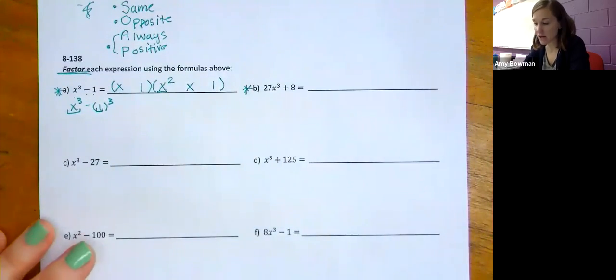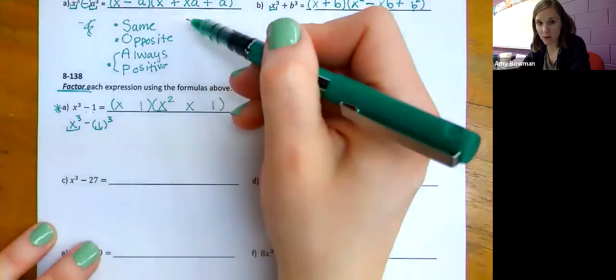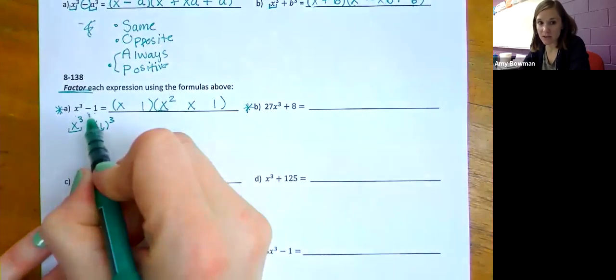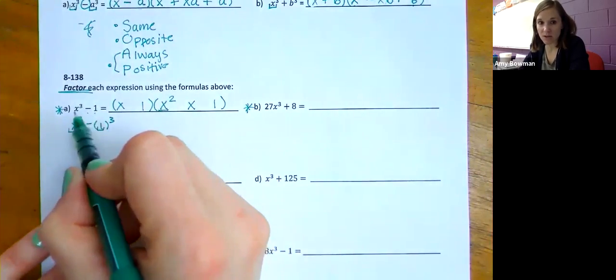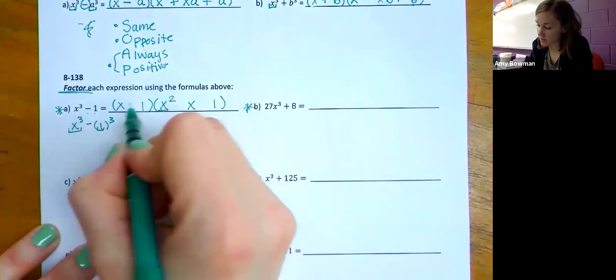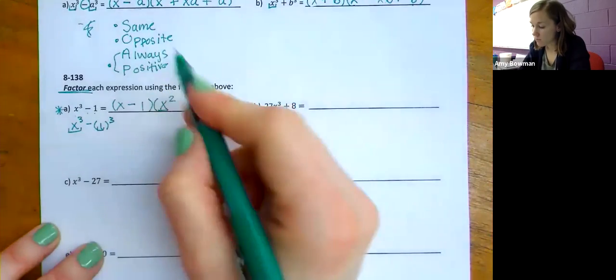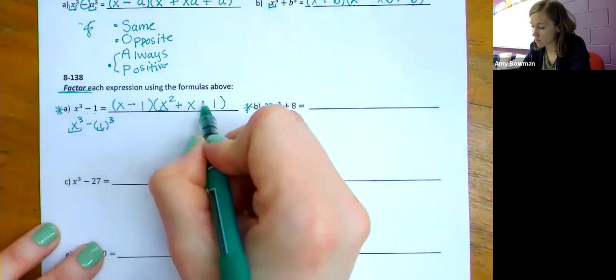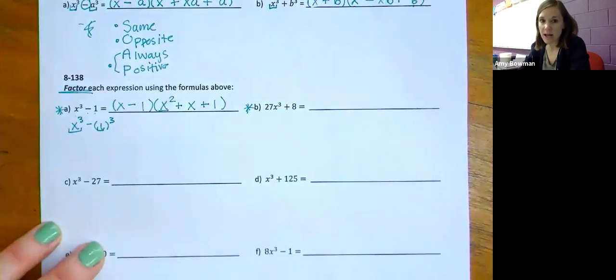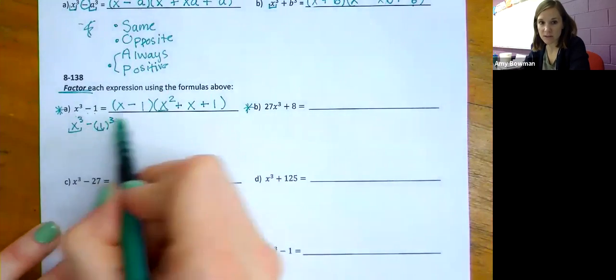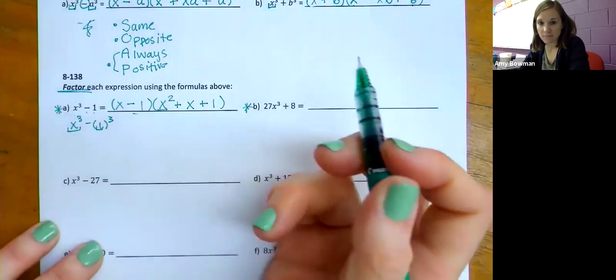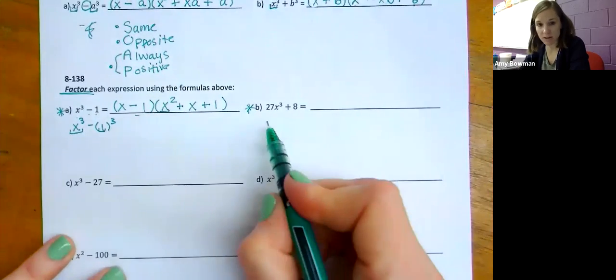So already it's that simple. I'm almost finished factoring. Then I apply the SOAP acronym. I was factoring a difference of cubes, so that's going to be the same as that, which is subtraction. O for opposite, and always positive. That's it. I have factored this difference of cubes. Not too bad. Now let's do this one together.